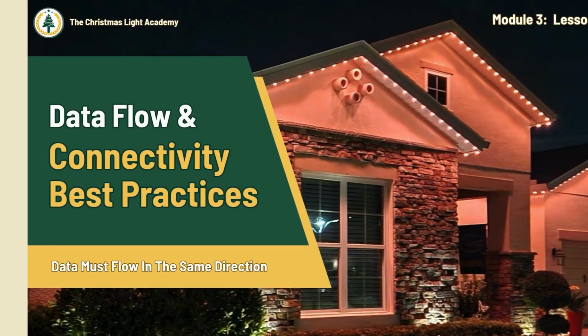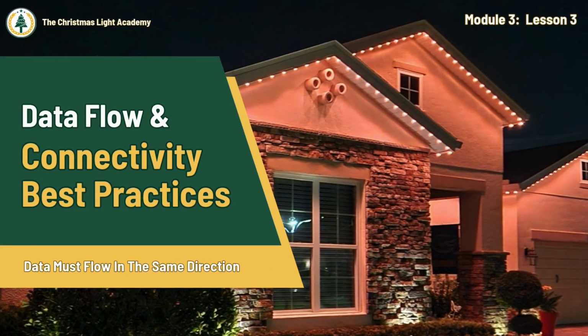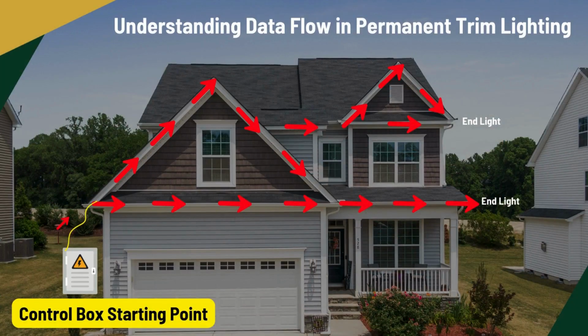All right, so we've covered power distribution, but now let's talk about data flow, how the system communicates with the lights, and what you need to know to keep everything running smoothly. Permanent trim lighting systems use data signals to control the lights, telling them which colors to display, when to turn on or off, and how to run effects. Unlike power, which can be injected at multiple points, data must always flow in one direction, from the controller to the last light in the system.